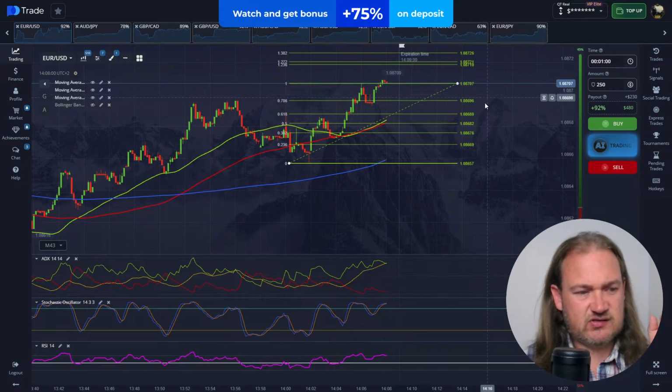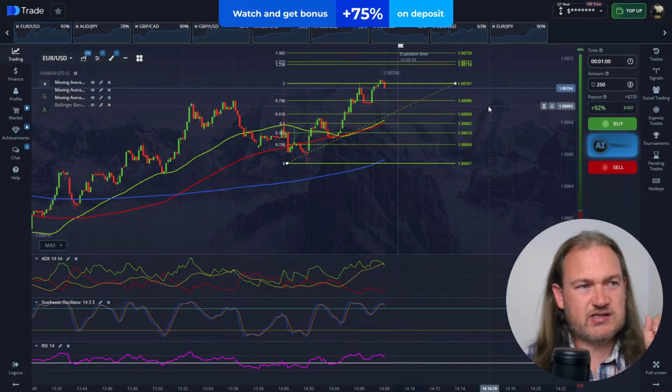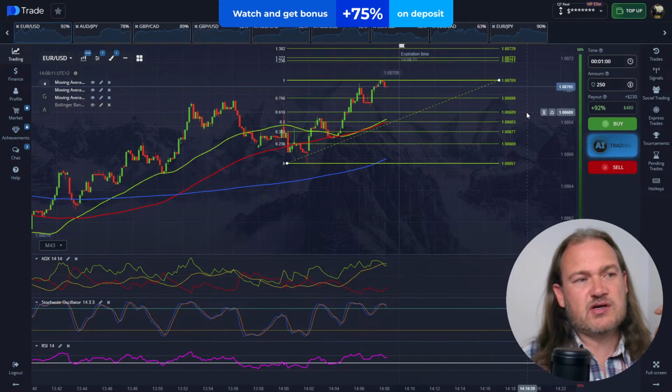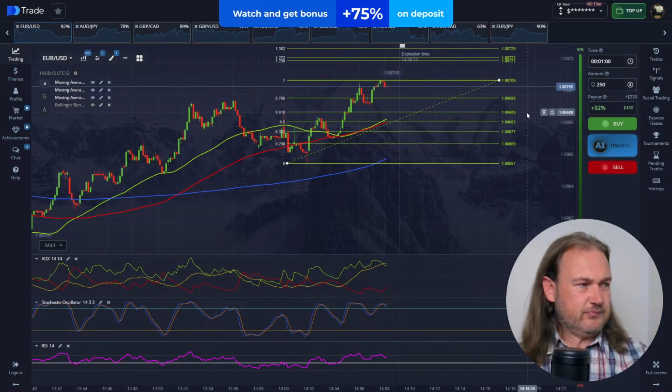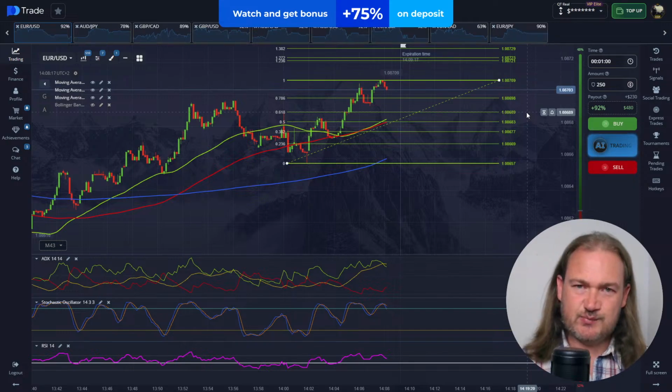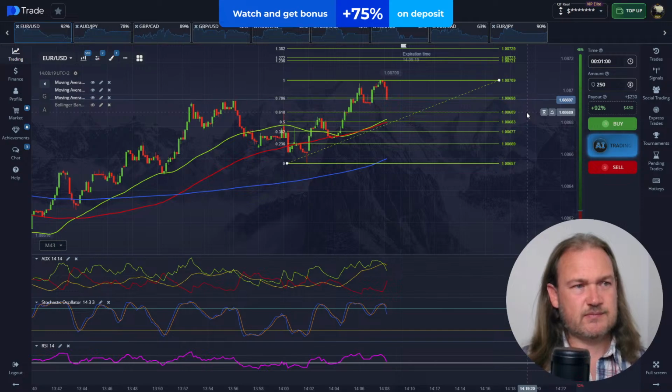So let's have a look. Okay, so my divergence is voiding. The stochastic is pushing up way too much now. That's the new high. The one thing about the Fibonacci retracements is that you kind of need to keep them updated as you go along.